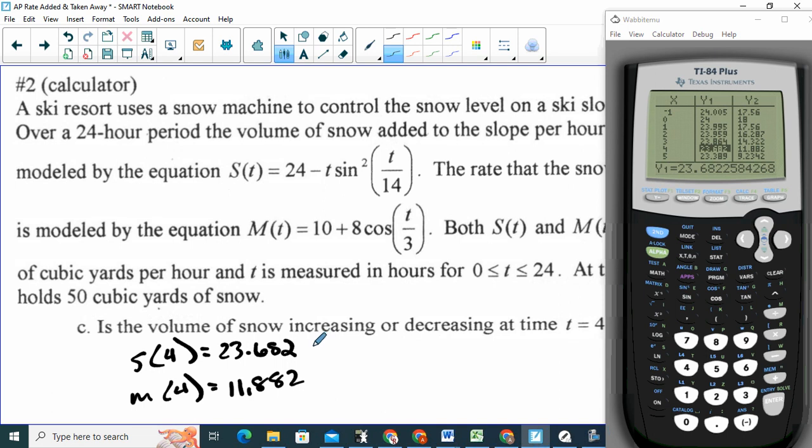We are adding snow at a greater rate than it is melting. So we have an increasing amount of snow. A lot of times it tells you to justify your answer. Show this, state increasing, and then you can simply say S of 4 is greater than M of 4.